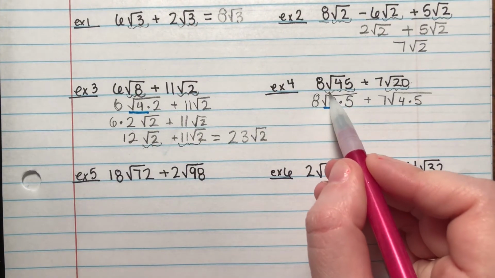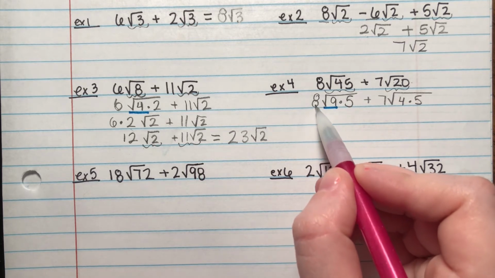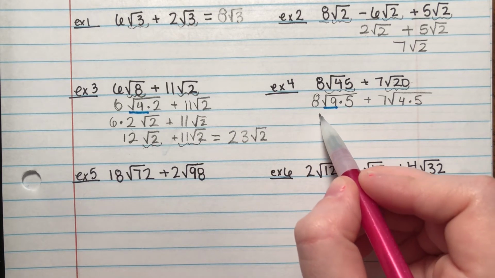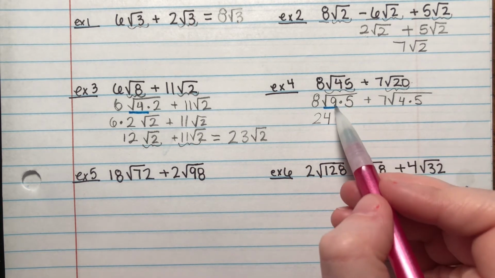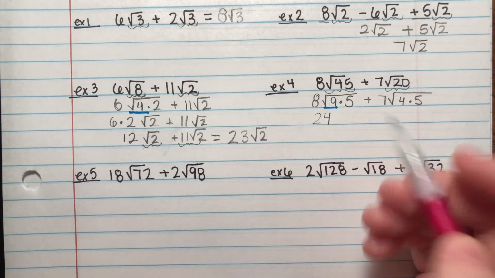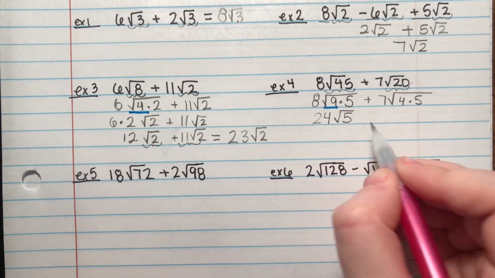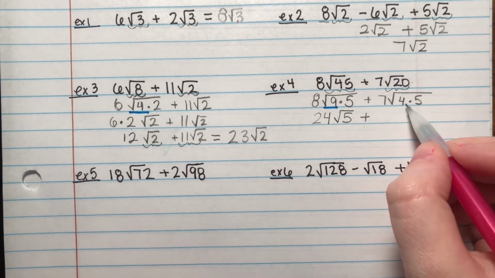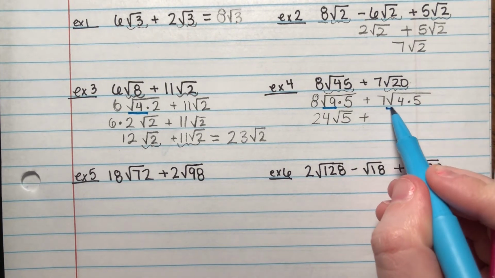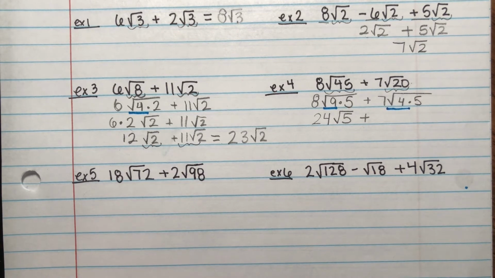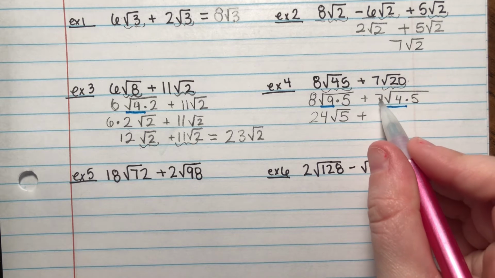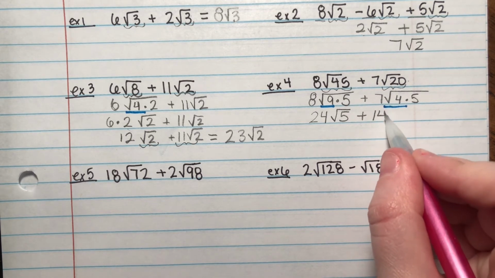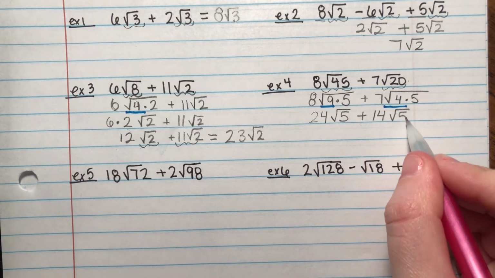It's like I'm pulling the square root out. So then I'm going to have 8 times the square root of 9, which is 3, so I'm going to get 24. Because when I take the square root of 9, it's 3, so I can pull that out. 8 times 3 is 24. So 24 square root of 5 plus, let's do the same thing here. Take the square root of 4, it's 2. So I can pull that 2 out. Now 7 times 2 gives me 14 square root of 5.